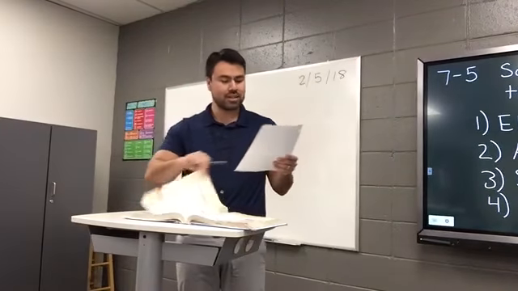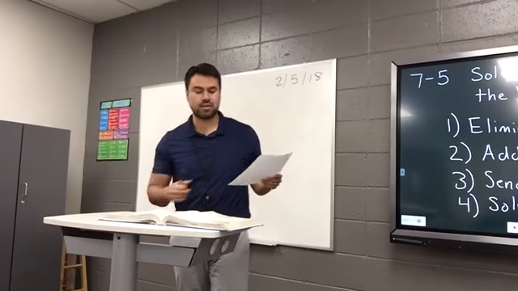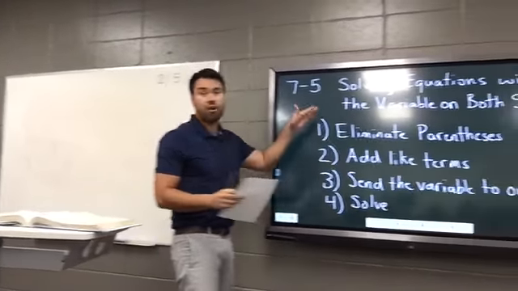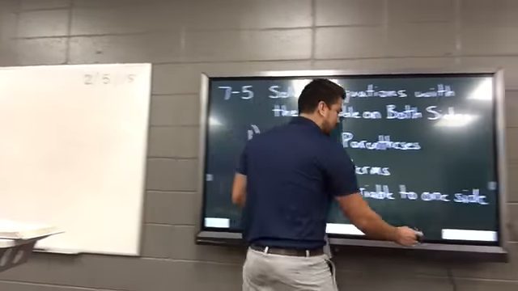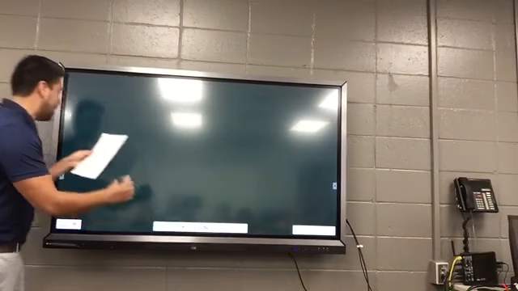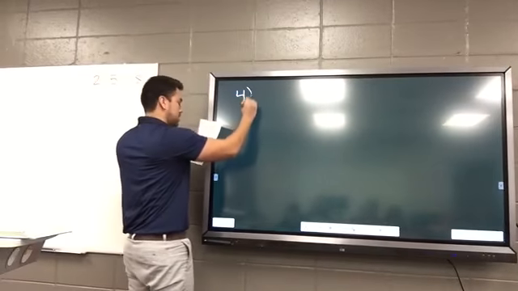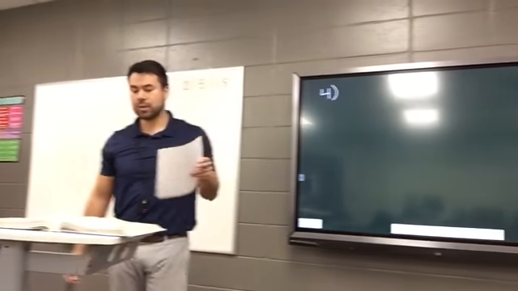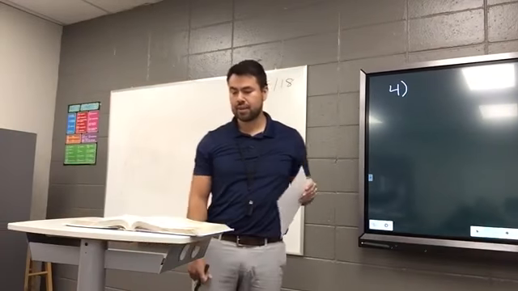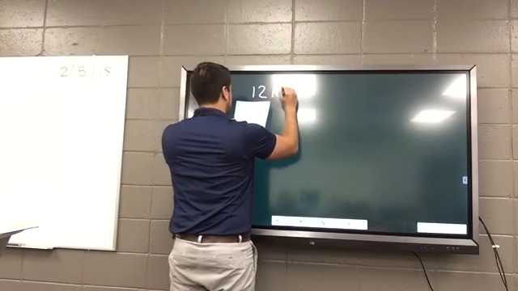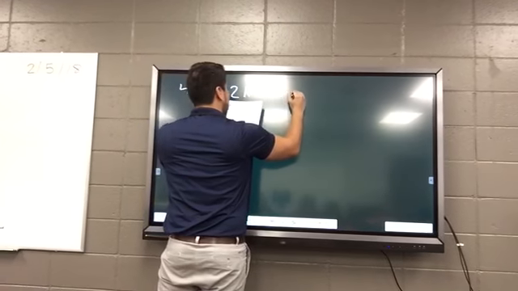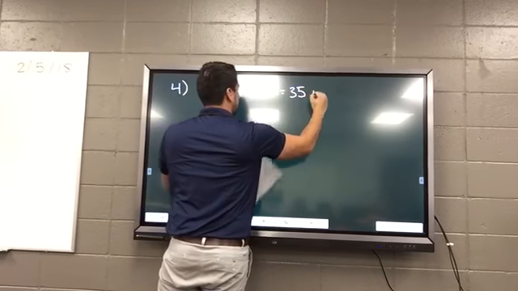All right, let's go to page 348. So we're going to actually go turn the page. And we're going to follow these steps every time. And hopefully you guys will memorize them by the time we get done with this lesson. But I'm starting with number 4 on that page. So page 348, number 4. And this is what they give me. 12k plus 15 equals 35 plus 2k.